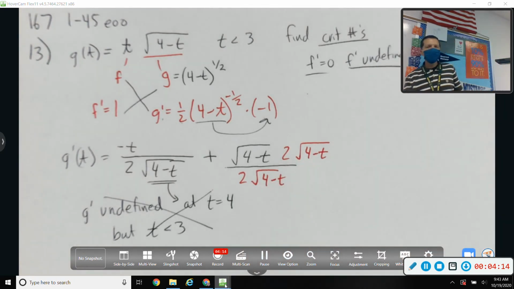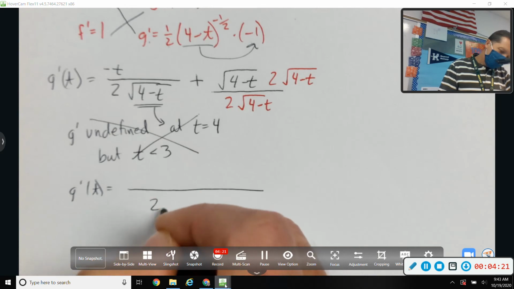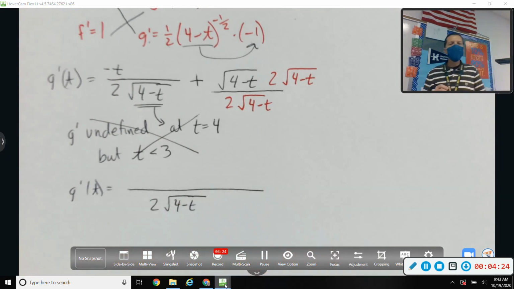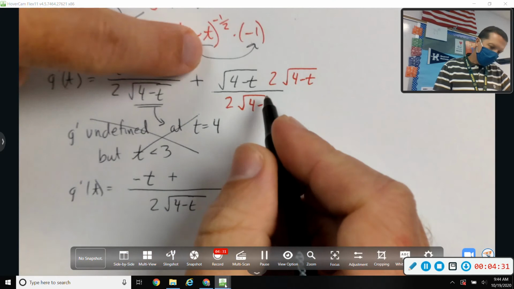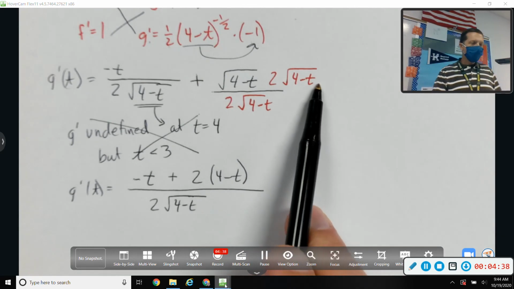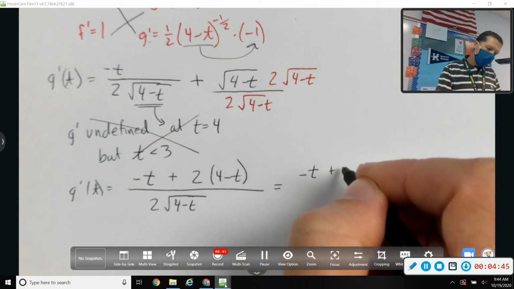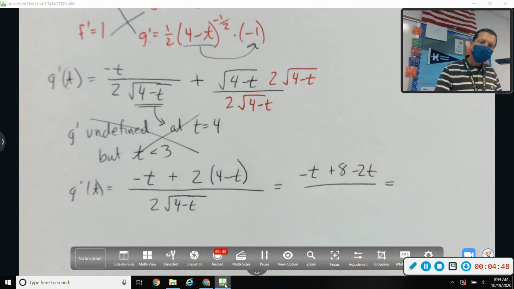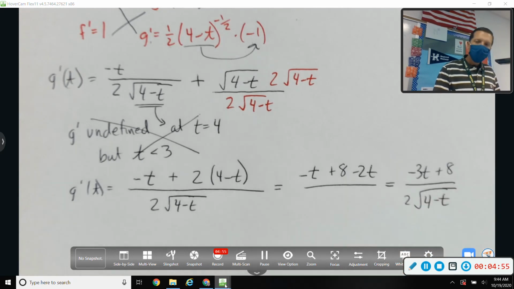So I'll get a common denominator. So I've got my common denominator. My numerators are minus t plus 2 times 4 minus t, because the square root and the square root cancel each other out, and we're back to just 4 minus t. So cleaning up the top a little bit. All right, lots of algebra. Okay with all of that algebra? Any questions on that?